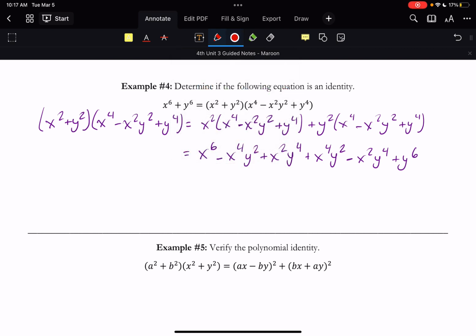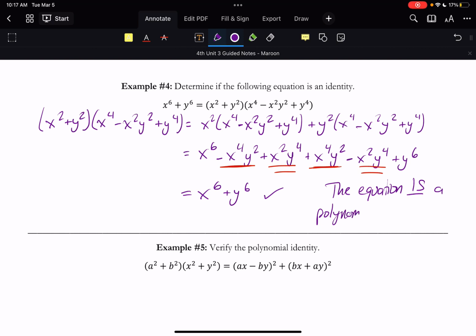Go ahead, combine my like terms. So I have negative x to the fourth y squared, positive x to the fourth y squared, and then x squared y to the fourth, negative x squared y to the fourth. So when I combine my like terms, we again see that those zero out, and that leaves me with x to the sixth plus y to the sixth. And I have now shown algebraically that I do get my other side. So we say that the equation is a polynomial identity. Because again, I was able to show that one side was equivalent to the other.